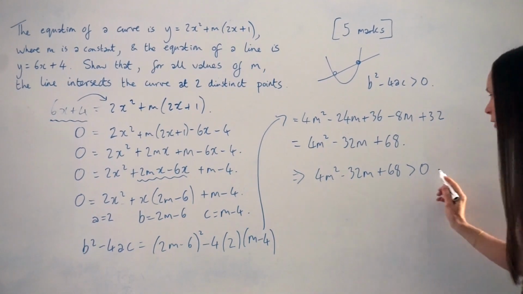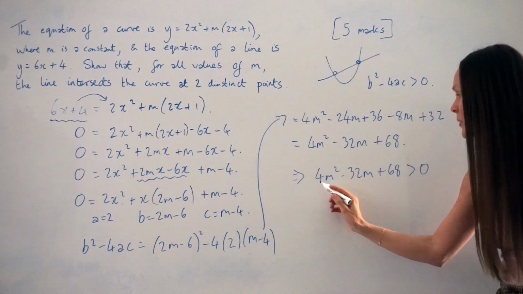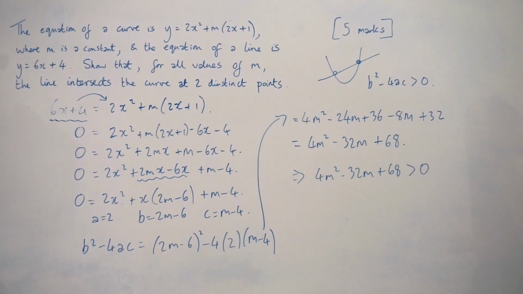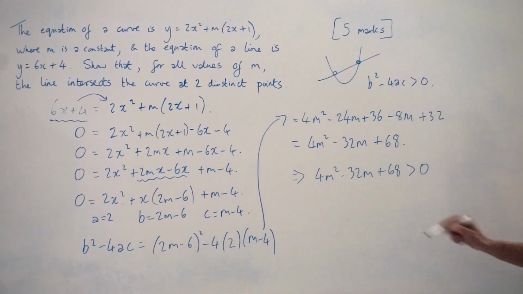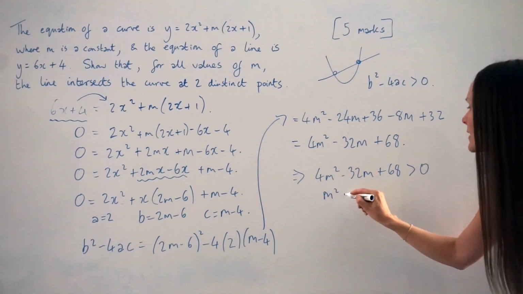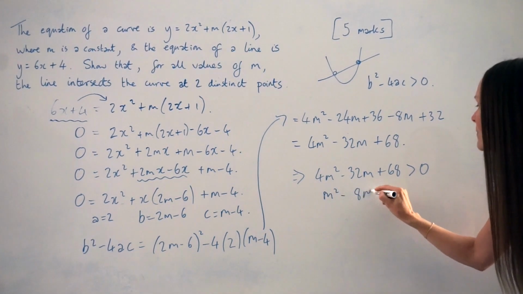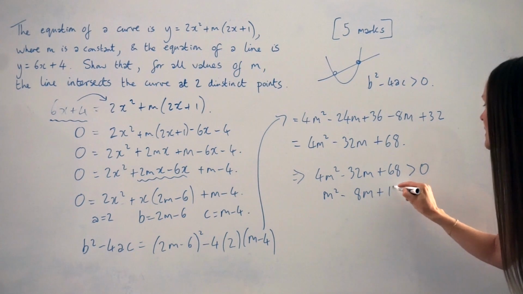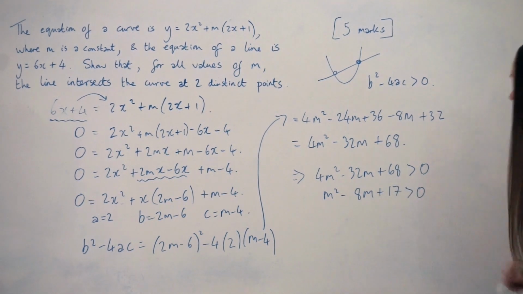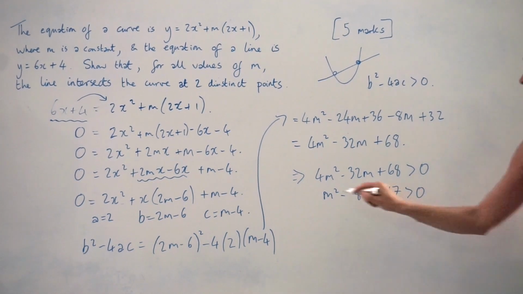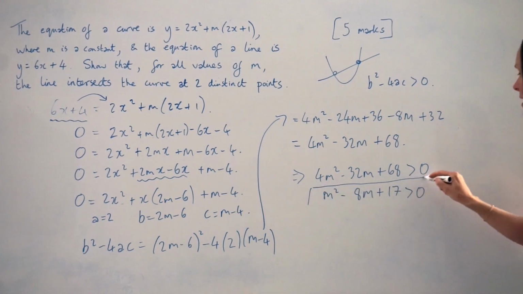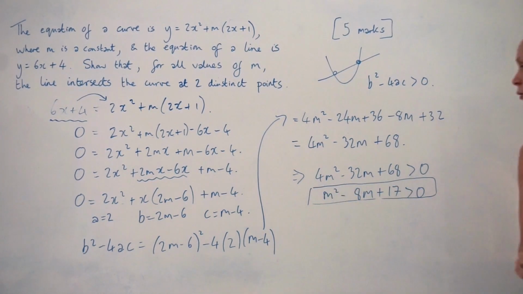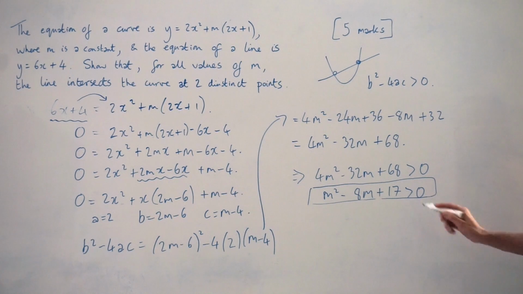So what I'm going to do first is divide everything by 4. I think all of these numbers are divisible by 4. So n squared minus 8n plus 17 is greater than 0. Okay, so this quadratic can be written in a different form. We can complete the square and rewrite this in square brackets.